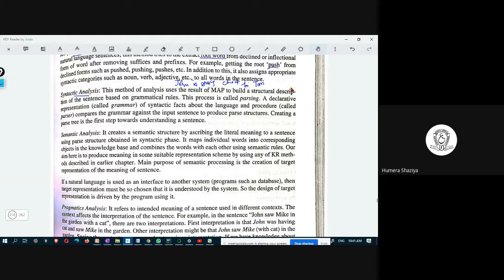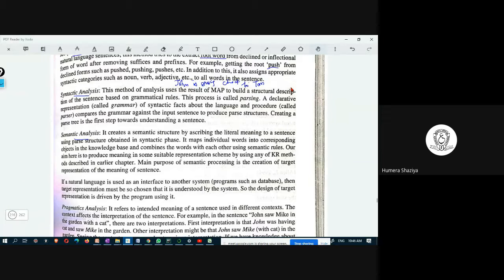If structure is not clear, then meaning cannot be comprehended. So syntactic analysis is all about coming up with the structure or parts, which is known as a parse structure, and the process is known as parsing. Next important phase is semantic analysis. Semantic analysis is about describing the meaning of each term or word in the parse structure.